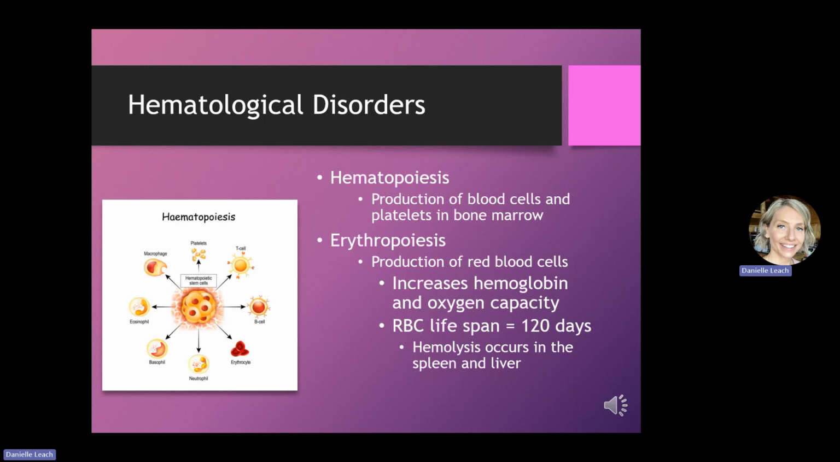The lifespan of a normal red blood cell is 120 days. After 120 days, they are destroyed by phagocytes in the spleen and liver through a process called hemolysis. So when there's some sort of disruption in these processes, that's where hematological disorders can happen.